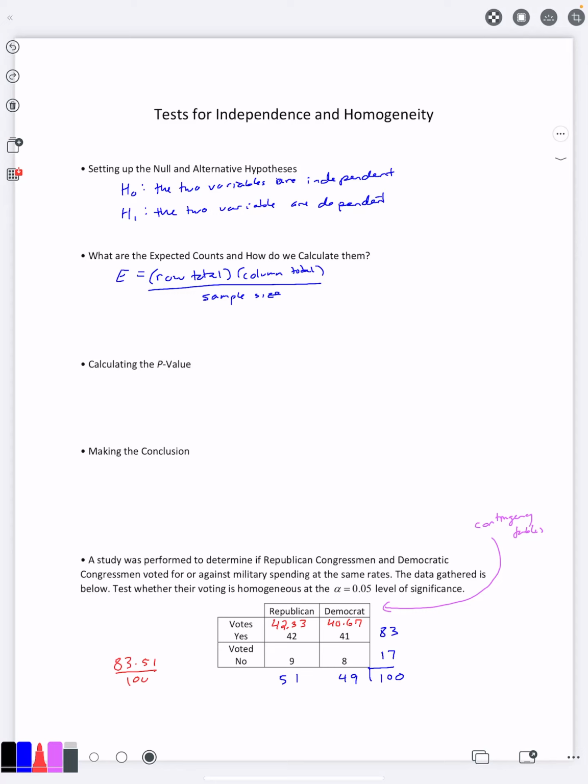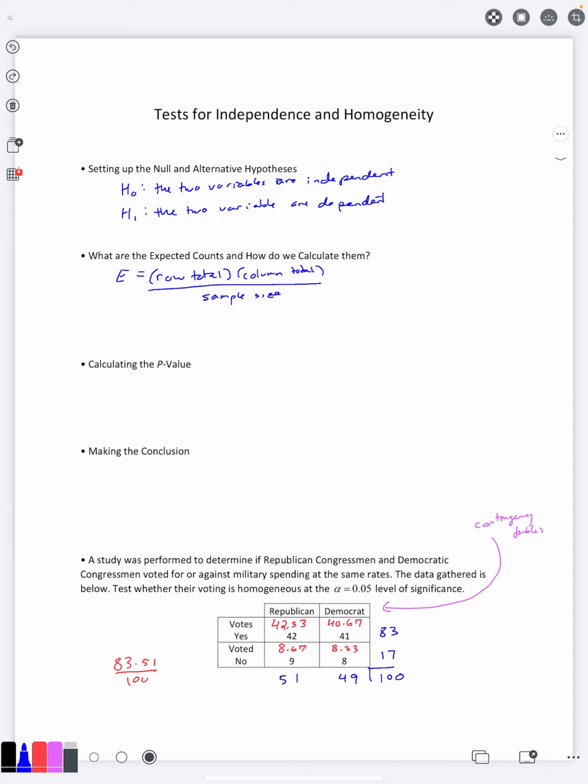For voted no for Republican would be 17 times 51 divided by 100 is 8.67. And then lastly, 17 times 49 divided by 100 is 8.33. So these are your expected counts.